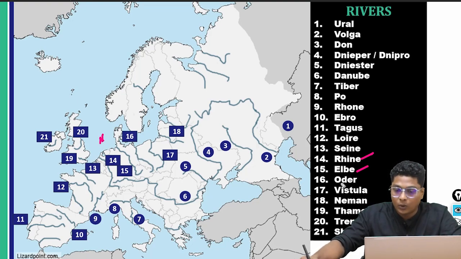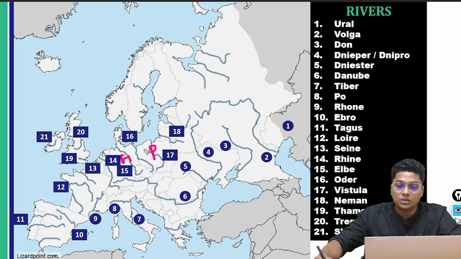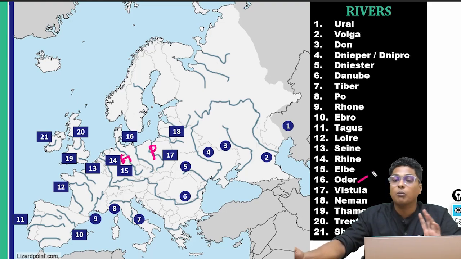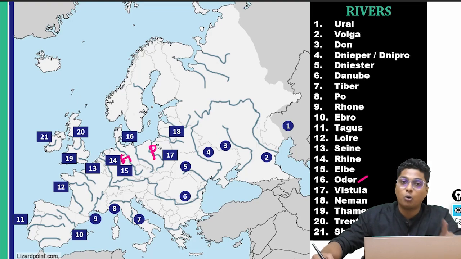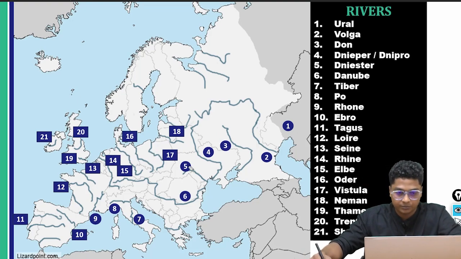Another one is the river Oder. You can see here this river. Okay. Can you name the two nations here? This is Germany. This is Poland. Okay. So the border river between Germany and Poland is the River Oder. River Oder is the border river between Germany and Poland. Now, next one, Vistula.